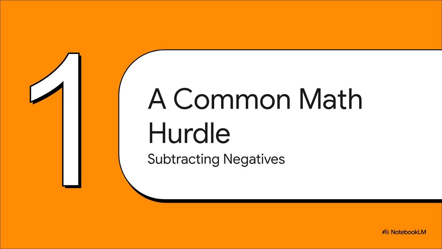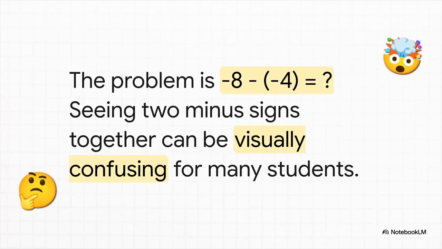Okay, so at the core of this lesson is a classic math headache, subtracting a negative number. For a lot of students, this idea can feel super abstract, kind of confusing, and this lesson has a very specific plan for getting over that hurdle. And here it is, the kind of problem we're talking about. I mean, just look at it. -8 minus -4, all those minus signs sitting next to each other can just look like visual noise. It's not immediately obvious how you'd even start to picture that on a number line. This is exactly the kind of confusion the lesson is designed to cut through.